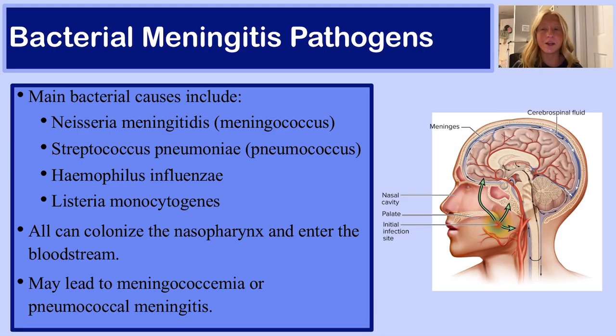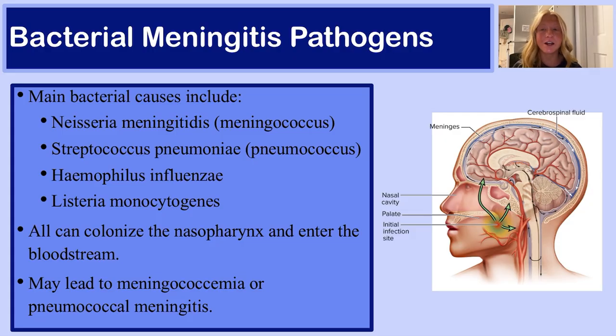So these are the big four of bacterial meningitis. There is Neisseria meningitidis, which is especially dangerous because it spreads rapidly and can cause a bloodstream infection known as meningococcemia.